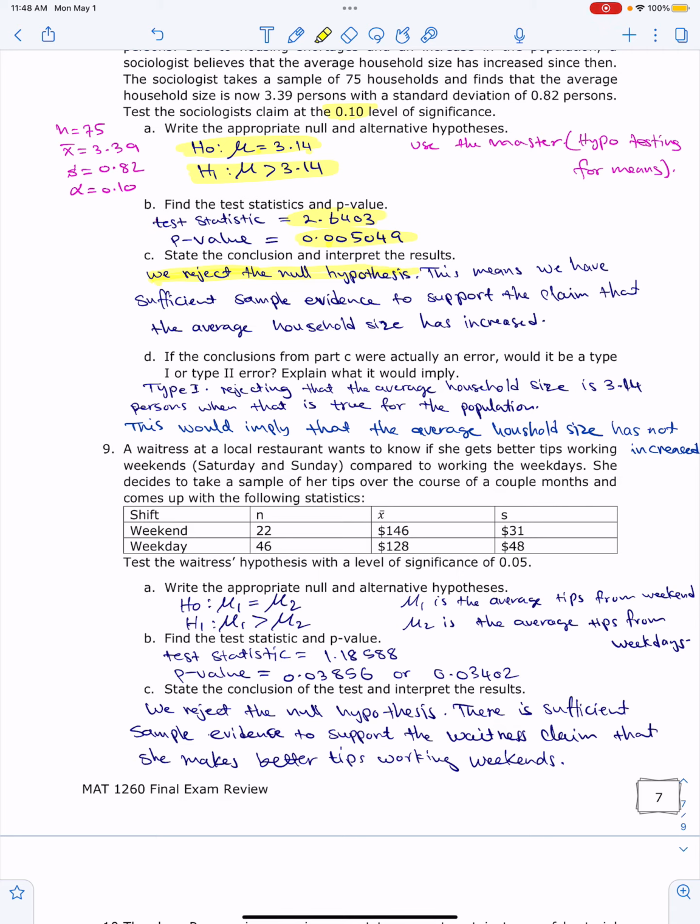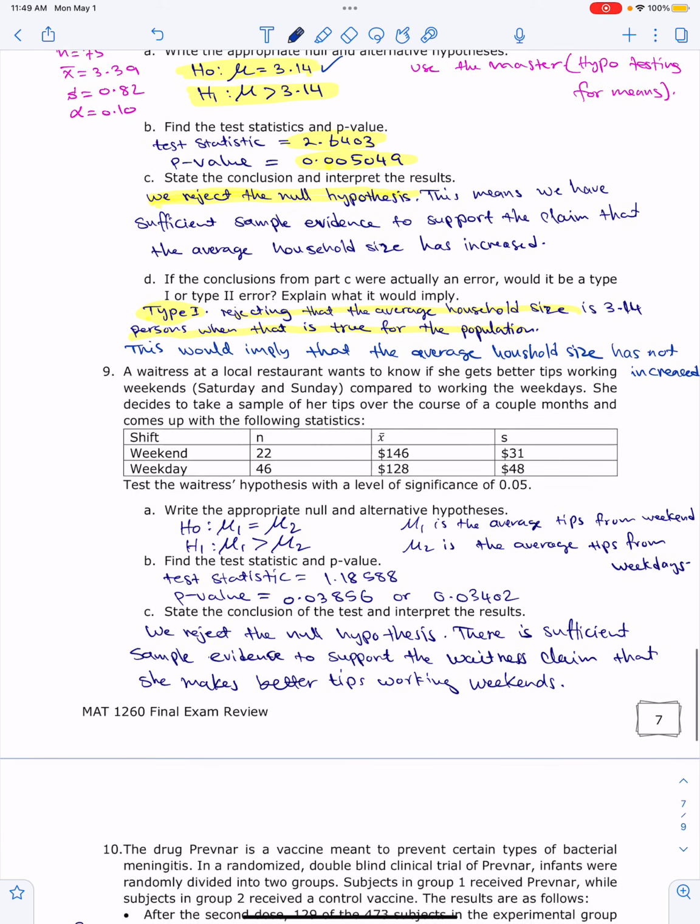And that implies that the average household size did not increase, and in fact, it's still 3.14. The average household size is still 3.14 and it has not increased. So that is what a type 1 error means in this context.